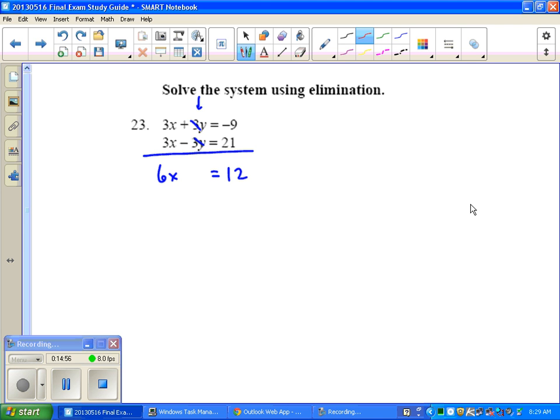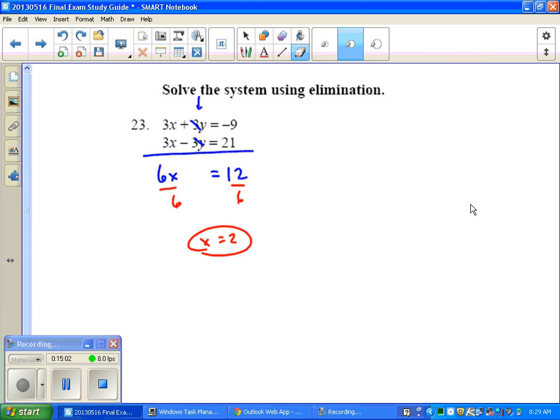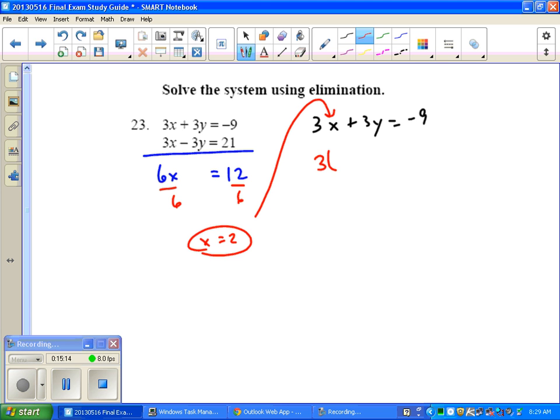So 6x equals 12. Divide by 6. X is 2. So we already have our x value. Plug it into one of the first equations. It doesn't matter which one you pick. Just use the top one because it's about the same. 3x plus 3y equals negative 9. Plug in 2 in place of x. So 3 times 2 plus 3y equals negative 9.